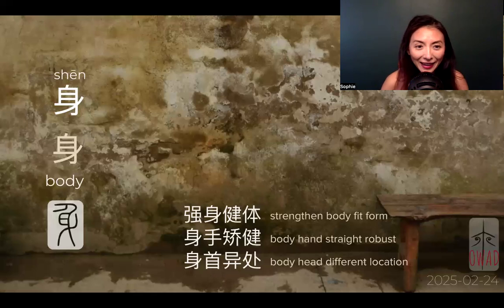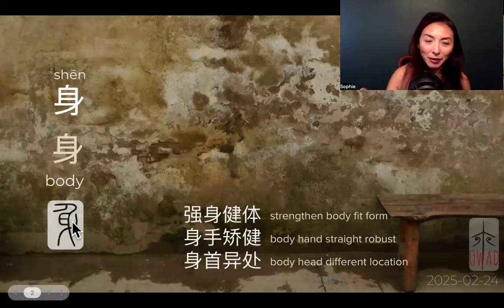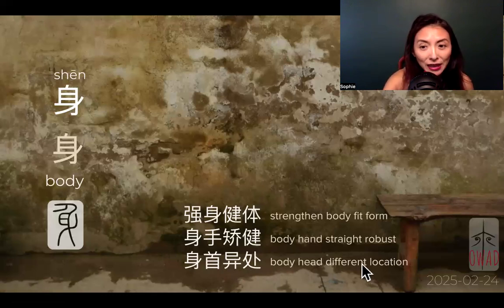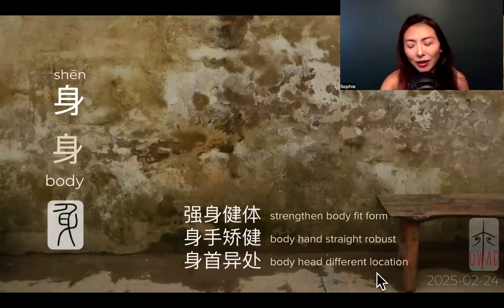That's what 身 is. I guess that's why it starts from the rib cage. That's kind of okay. That's what we're talking about here. And we talk here, 身手一处 means body and head found in a different location. So we can depict that imagery as if it's in a suspense novel: some murder happened, and you find somebody's body and head in different locations.